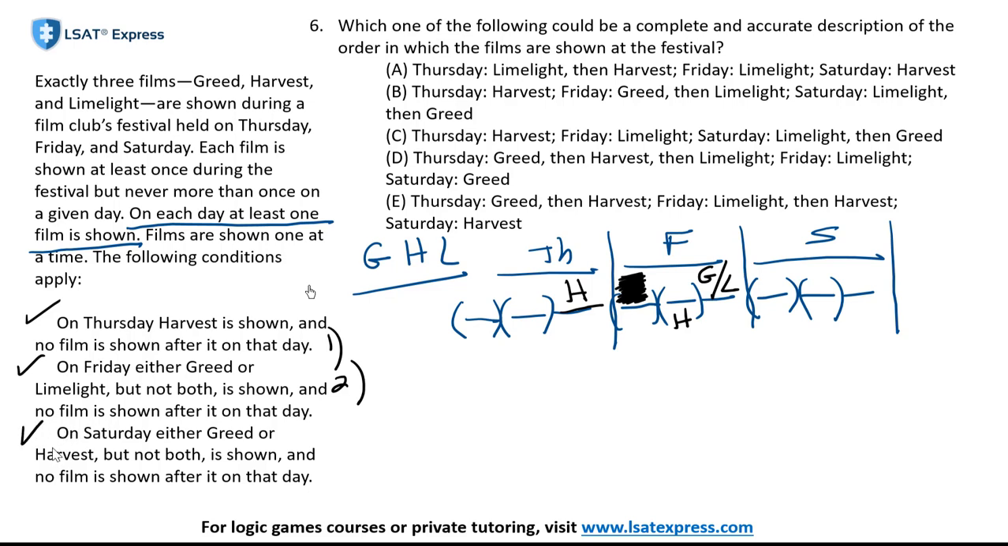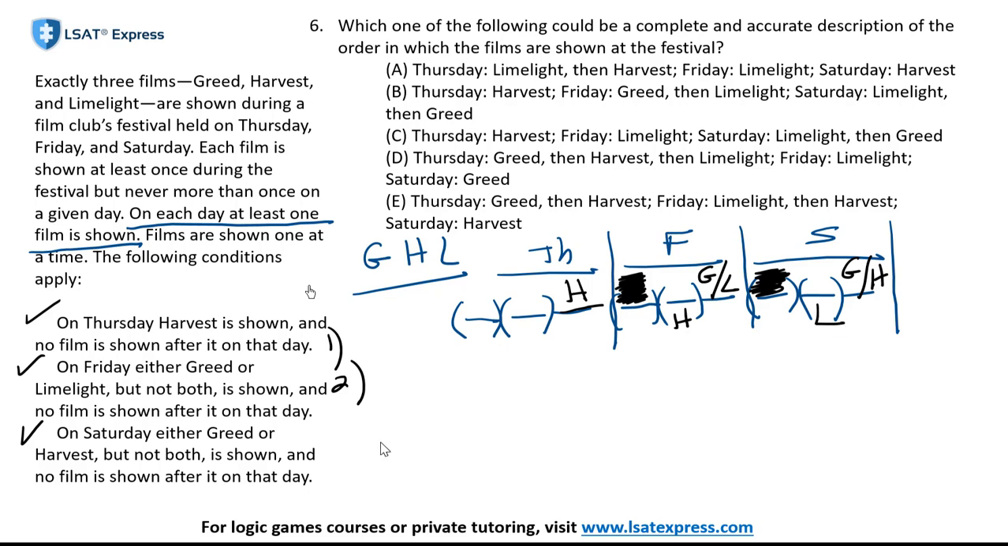On Saturday, either G or H, but not both, and no film shown after it on that day. So the last film on Saturday, we'll write G/H, so it's G or H. They cannot both appear, so here again, you could only have at most two films on that day. And if there were another film, which one would it be? It would be L. So we'll write L under here.